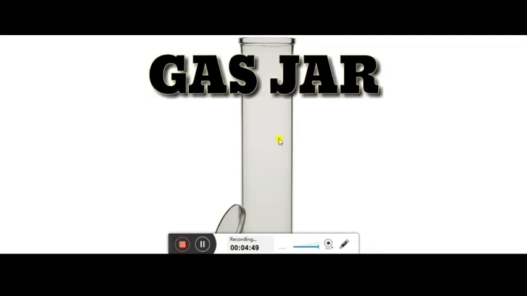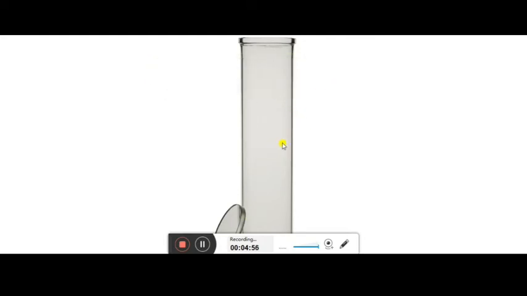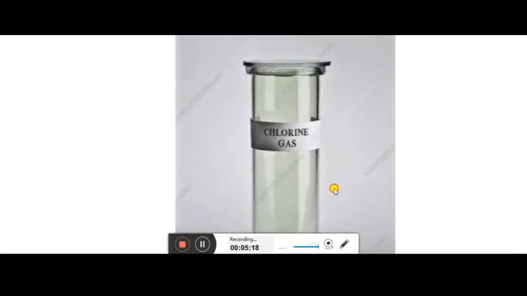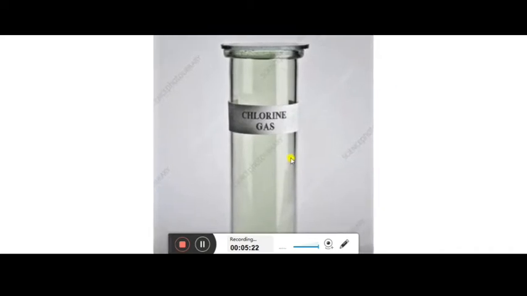Next is the gas jar. A gas jar is a kind of cylindrical vessel made up of hard glass. There will also be a lid, which is kept on the top so that the gas should not move outside. It is used for storing or collecting gas. Here you see chlorine gas will be stored in this, and it is labelled chlorine gas. In this way the gas jar is used for storing the gas or for collecting the gas.